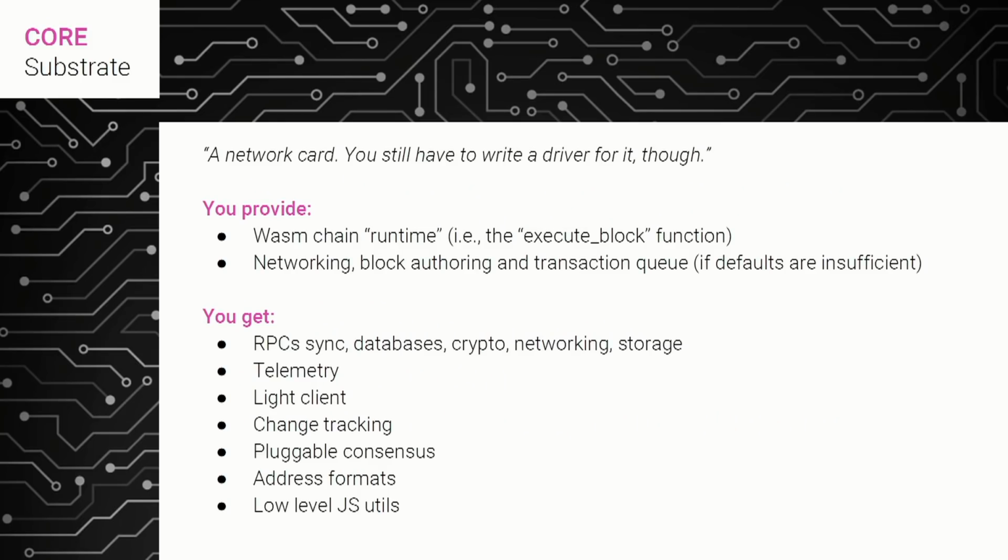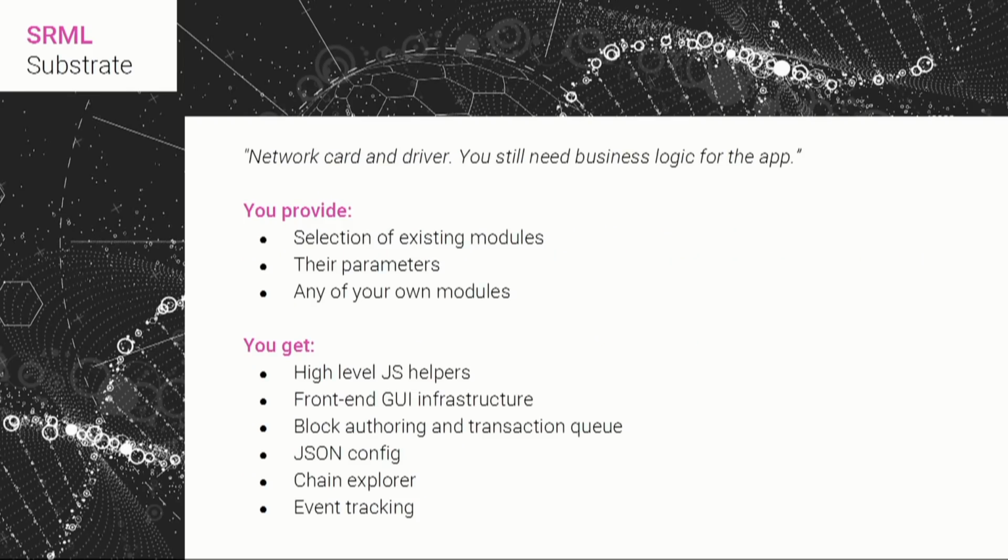If you use Substrate Core, you still have to provide this execute block function written in WASM. You can write it in Rust or C++, whatever you want, but you still have to write it all yourself. You also have to provide any networking or block authoring stuff if what we give you isn't sufficient. And you get a bunch of stuff: RPCs, databases, telemetry, the light client, pluggable consensus, upgradability, and a bunch of other things.